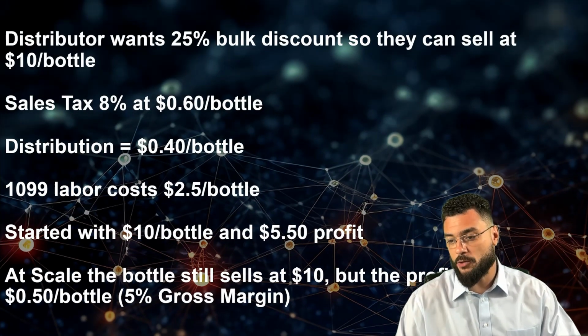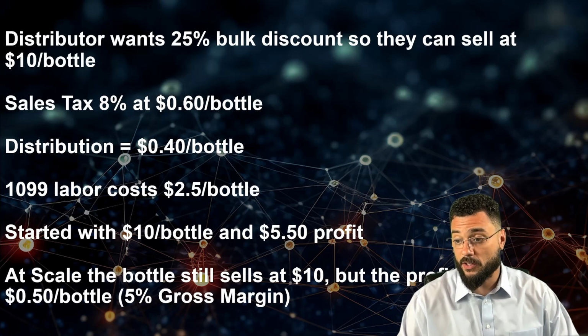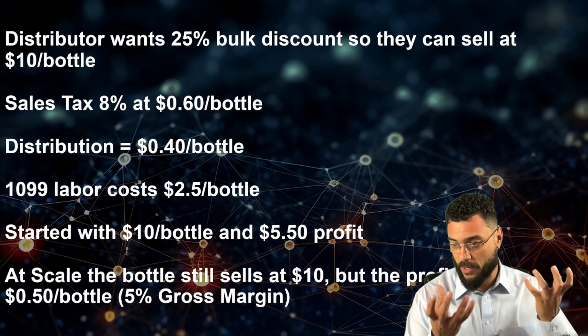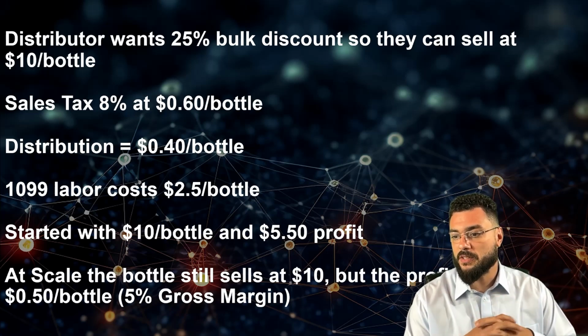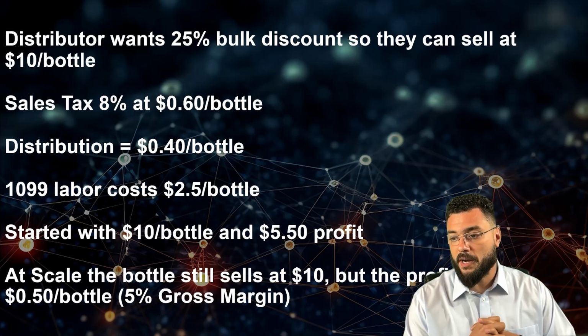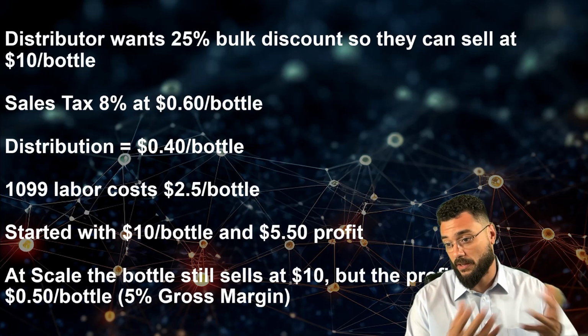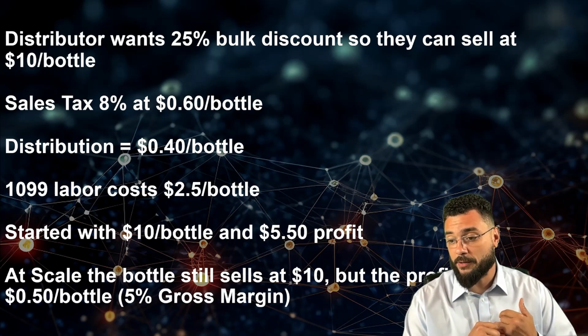But H-E-B, Kroger, whoever, they see that you're selling the bottles at $10 and that it's selling well. They want to sell it at $10. So for that bulk order of 28,000 bottles, they want a 25% discount. They want to buy it from you at $7.50 a bottle, and sell it at $10. So your sales tax on that is 8%. 8% of $7.50 is 60 cents a bottle.